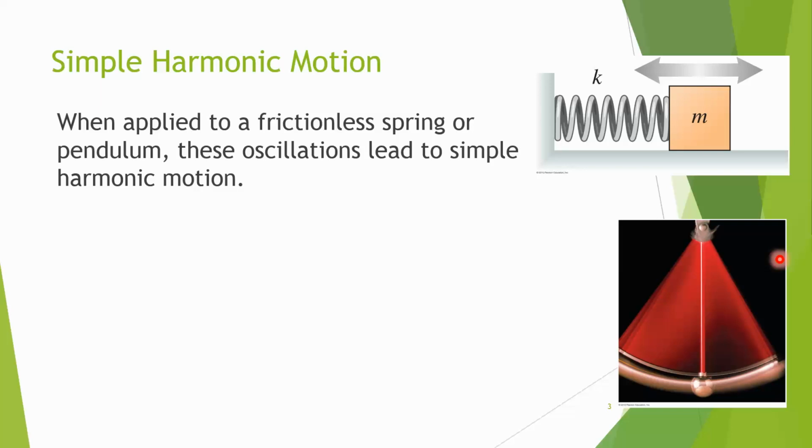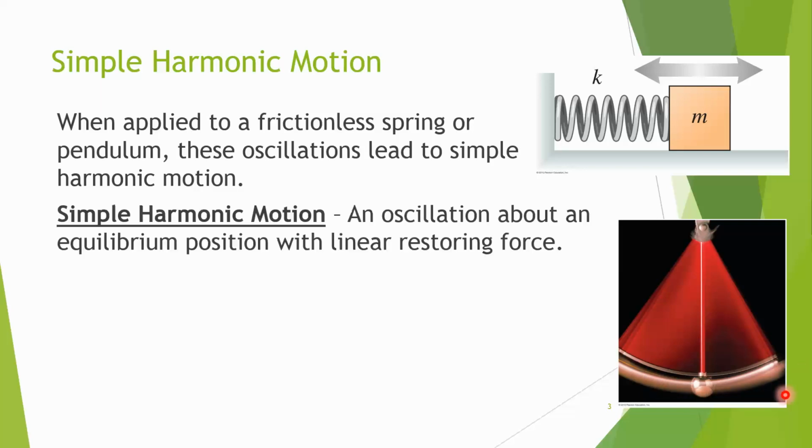So when we talk about it on a frictionless spring or a pendulum, which we'll talk about today, that's an object that's at the end of a string or a piece of a bar. These oscillations are called simple harmonic motion. That is when we're going to ignore friction, we're going to ignore air resistance, and we're just going to observe this repetitive motion of the objects. So simple harmonic motion is an oscillation about an equilibrium position with a linear restoring force. That means you could graph the force in a linear graph.